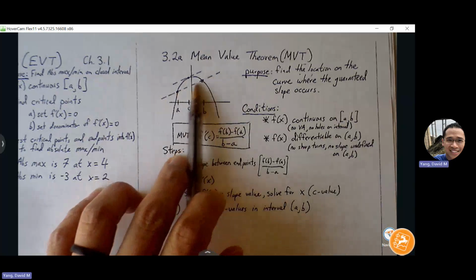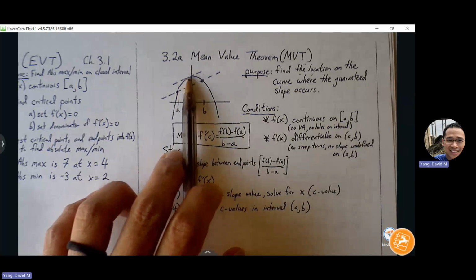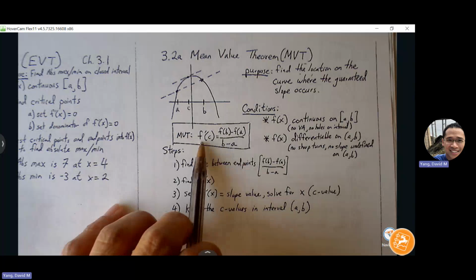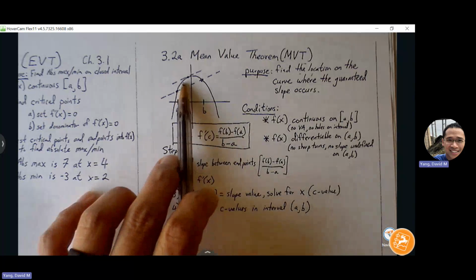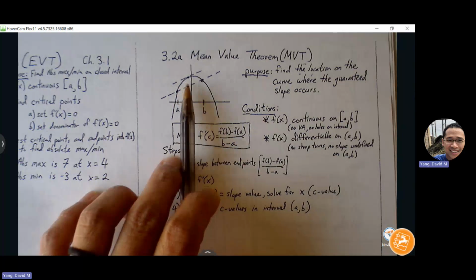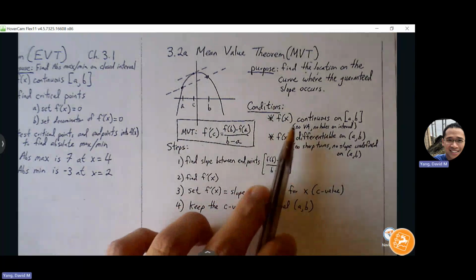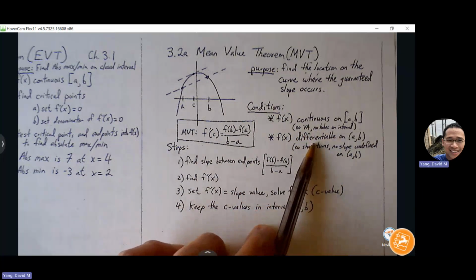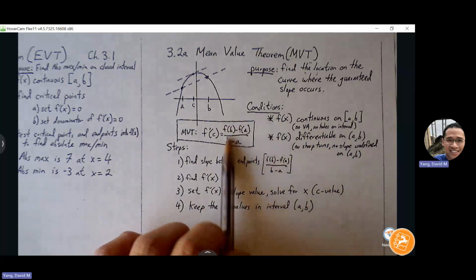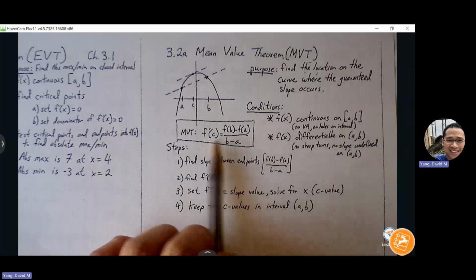So if there's a slope of 1/2 between the 2 endpoints, then we know there must be a slope of 1/2 somewhere along the curve. And when we set the derivative equal to that average slope, we can solve for x and we can find the location of that particular steepness. Again, we have 2 conditions for mean value theorem. Is the function continuous on the closed interval? Is it differentiable in the open interval? And then we go about finding all the information that we can, eventually working towards solving for x.